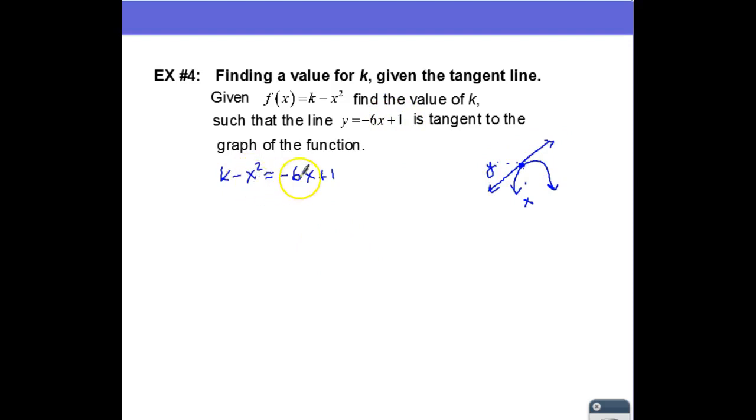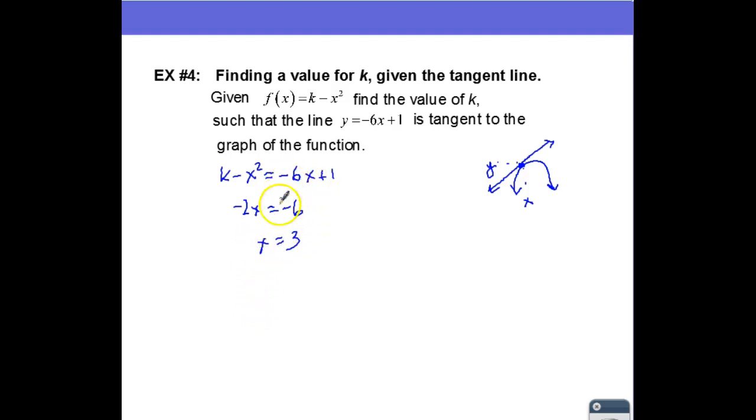An easy way to do this is to differentiate both sides of this equation. And so the k goes away, and I'm left with negative 2x equals negative 6. If you take a minute and think about this, it should make sense. Negative 6 is the slope of my linear equation. And negative 2x, well, that is the slope function for my parabola. And this is beautiful because now I can solve for x and find out what is the x value that corresponds to a slope of negative 6 on this parabola. And as it turns out, x equals 3.